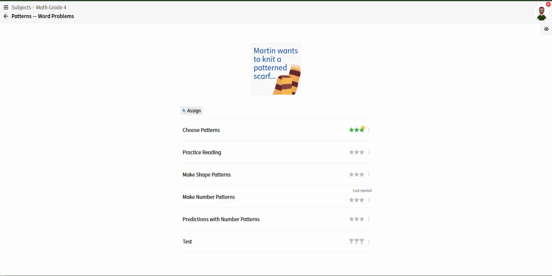So we're going to be using word problems and patterns in our fourth grade. It's fourth grade material, but it's going to be in our third to fifth grade slot. Let's go ahead and get started. We're going to do this one today, make number patterns.